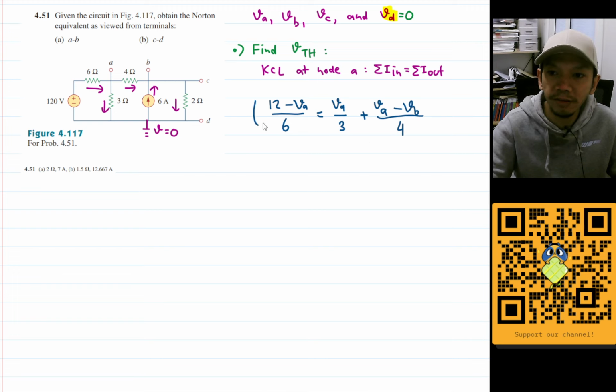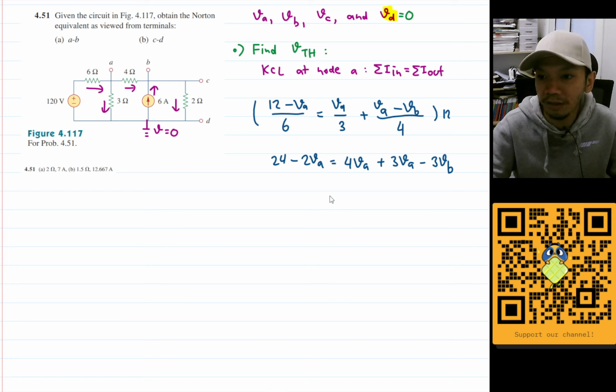I think we can multiply both sides by 12. So I will have 24 minus 2 VA equal to 4 VA plus 3 VA minus 3 VB. Let's move this minus 2 VA to the right hand side. So I will get 9 VA minus 3 VB, and that will equal 24. We can save this as equation number 1.